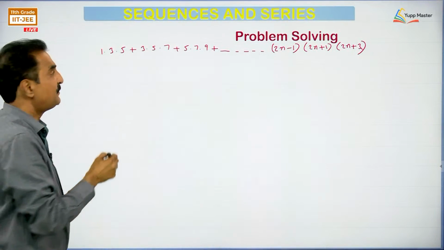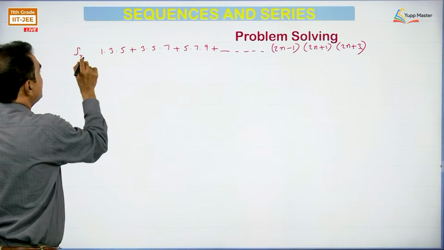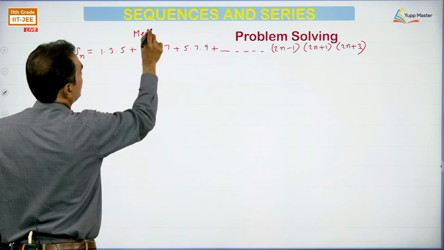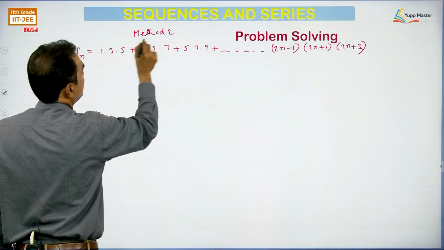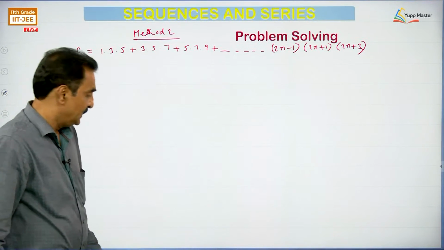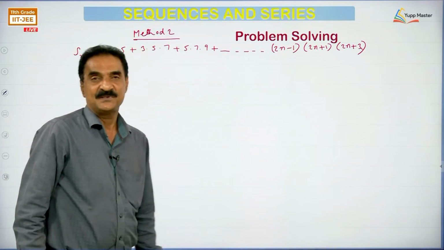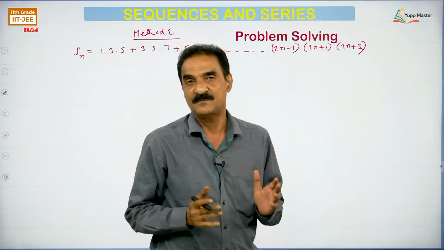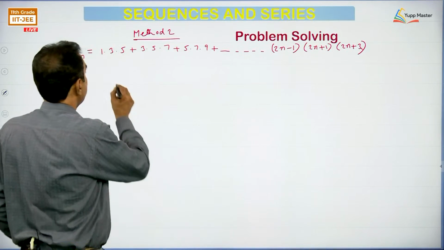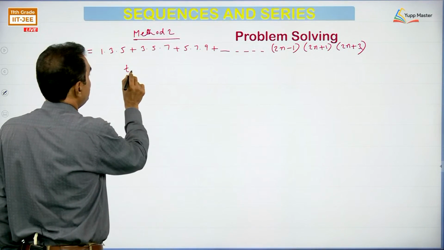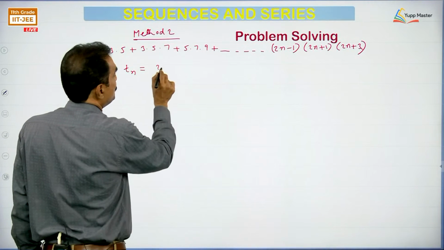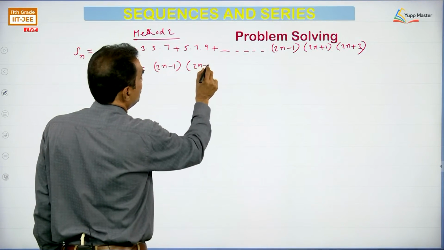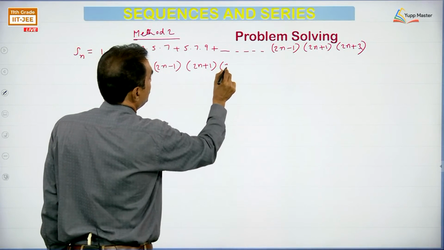We want to find the sum of these n terms, Sn, in the second method. Alright. How to write it as a telescoping series? In a telescoping series, we write the nth term as a difference of two terms. So, let us take the nth term. It is 2n minus 1 into 2n plus 1 into 2n plus 3.